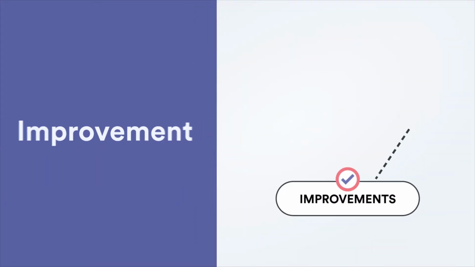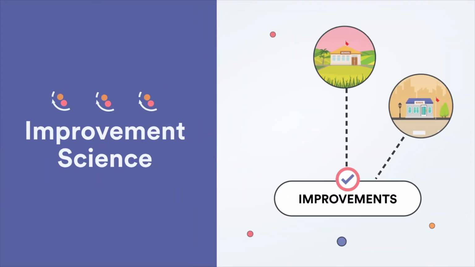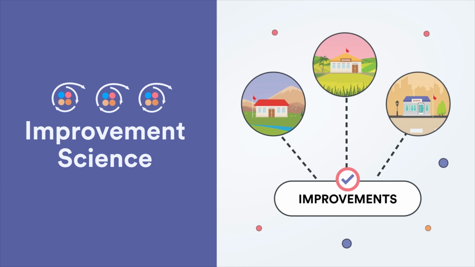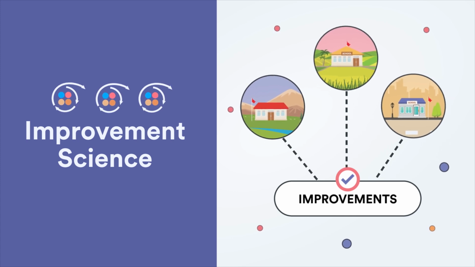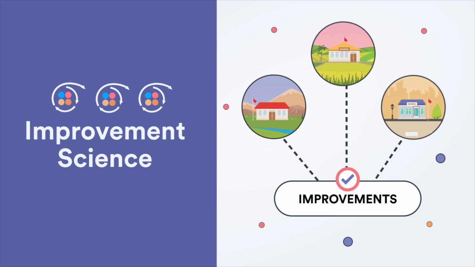Improvement science starts with analyzing a problem so you can identify an area that you can begin to change in a manageable way. This starts a cycle of small steps, building on what you learn so that over time, your school can move closer to the improvements you want to see.